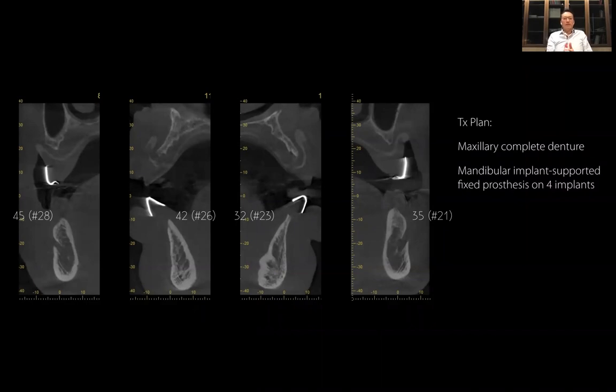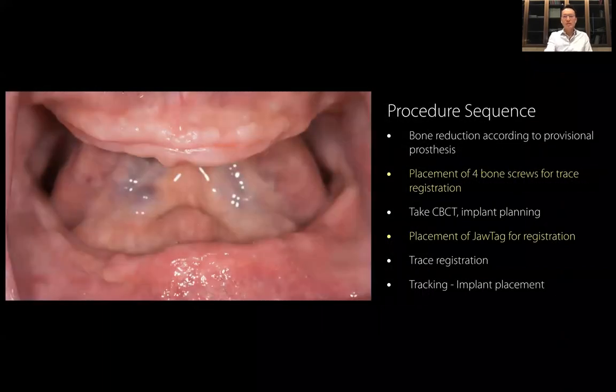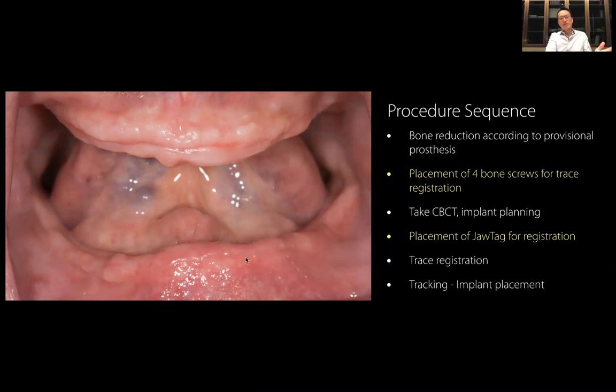So after discussing different treatment options with the patient, he decided to have a complete denture for the maxilla. And then for the mandible, we would do an implant-supported fixed prosthesis on 4 implants. So here's a video of the case, and we can see how I approach this case.